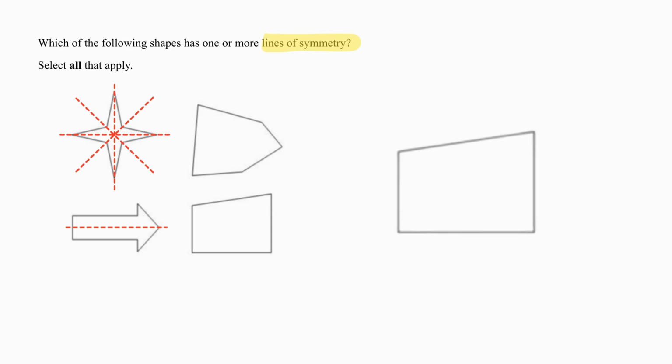Looking at the last shape, at first glance this looks like a rectangle, but look closer. The left side is shorter than the right side, and the top is slanted. Because the sides are different lengths and the angles aren't square, no matter where you try to fold it, the corners won't meet up. Therefore, this shape has no lines of symmetry. To solve this question, the 2 shapes that have symmetry lines are the 4-pointed star and the arrow.